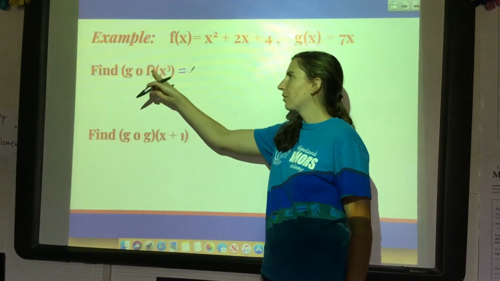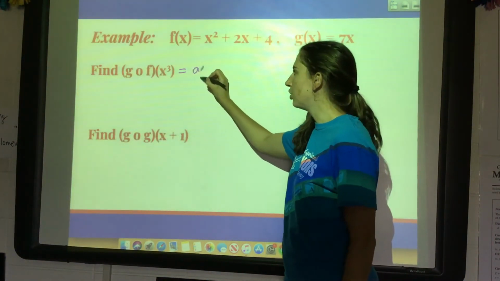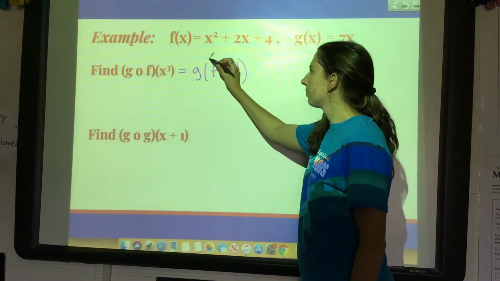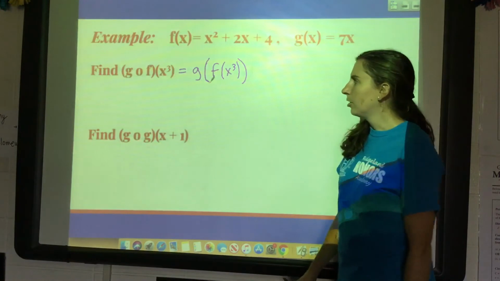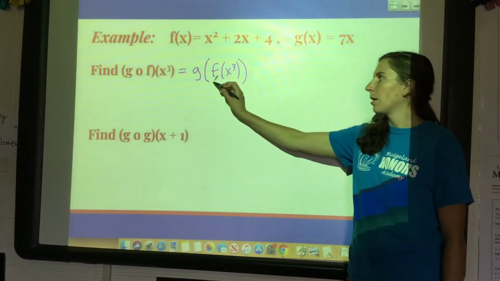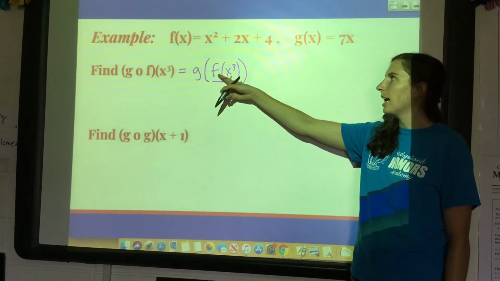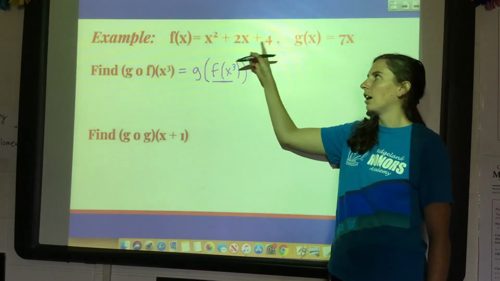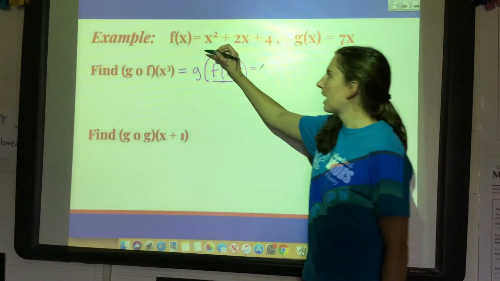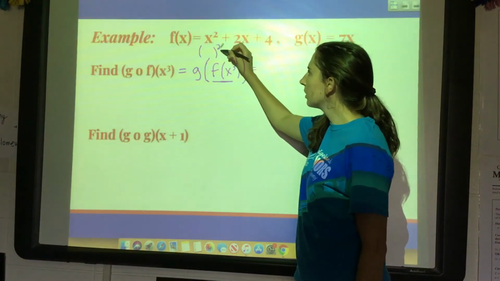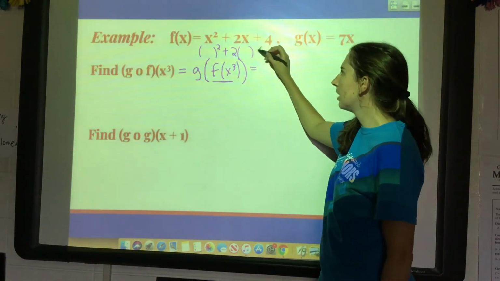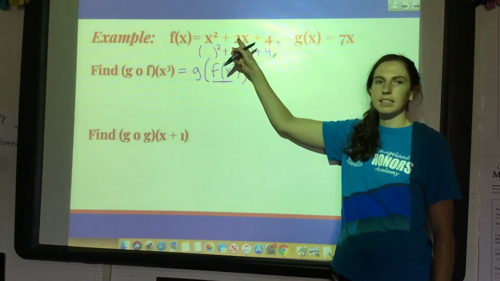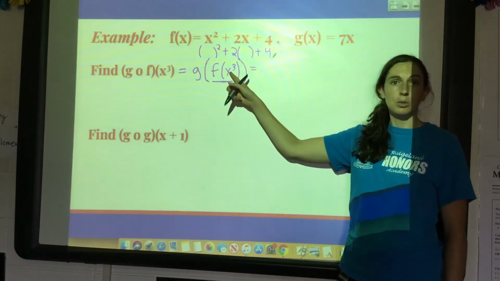This is g of f of x cubed. So g of f of x cubed, meaning I'm going to take x cubed and put it into f. So here's f. Let's actually write this out as input squared plus 2 times the input plus 4. But instead of those x's, I'm putting in x cubed instead.